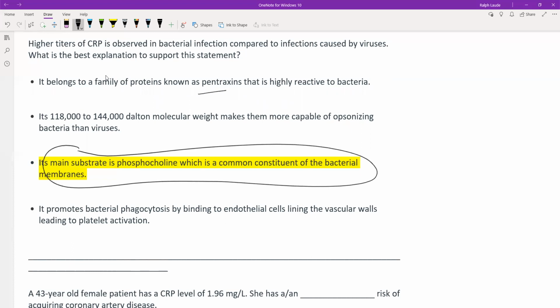Being a pentraxin, having a molecular weight of 118,000 to 144,000 Daltons, does not actually contribute to why it is much more responsive to bacteria than viruses. The same goes for the last choice. It does not really contribute to the response or the high levels of CRP in bacterial infection compared to viral infections.